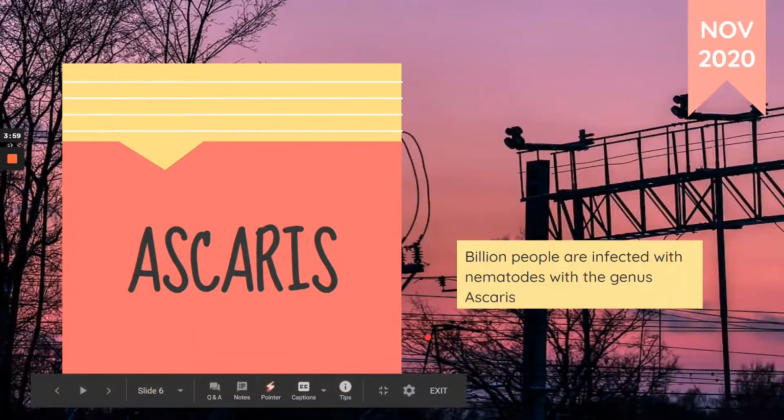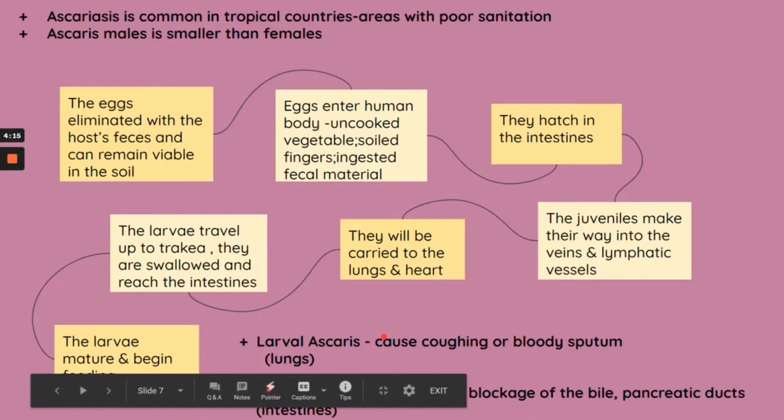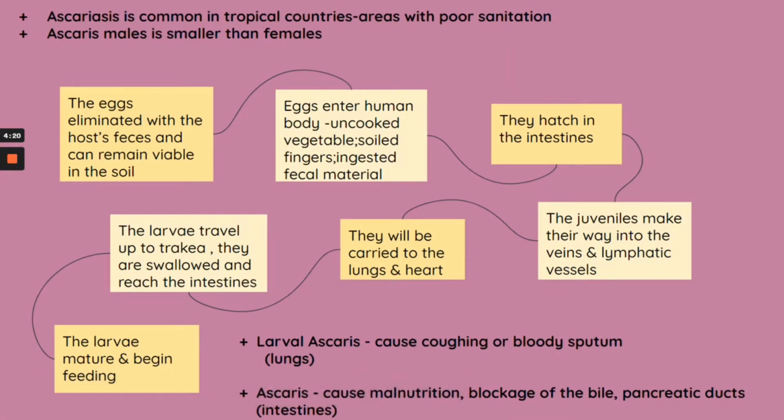Okay, so I'm going to explain more details about this roundworm. The first one is the Ascaris. It is estimated that up to 1 billion people are infected with the nematode of the genus Ascaris. Okay, so Ascaris is common in tropical countries, especially areas with poor sanitation. So Ascaris male is much smaller than the female one. Okay, so a typical female Ascaris produces over 200,000 eggs daily.